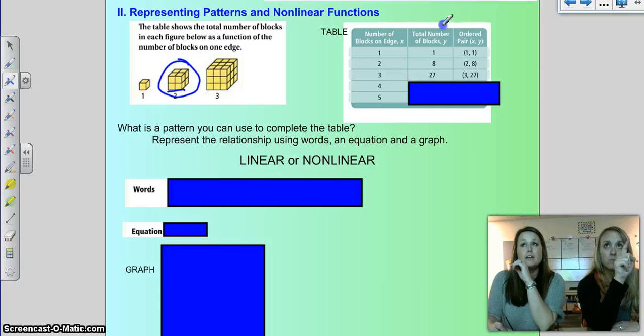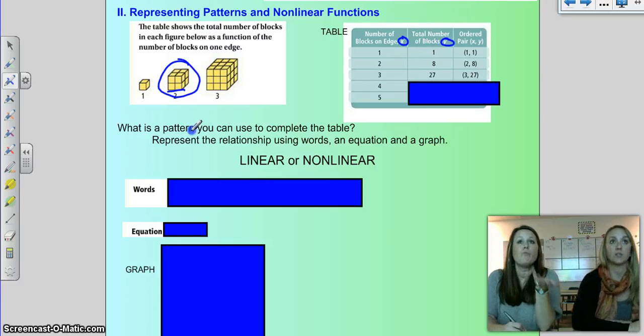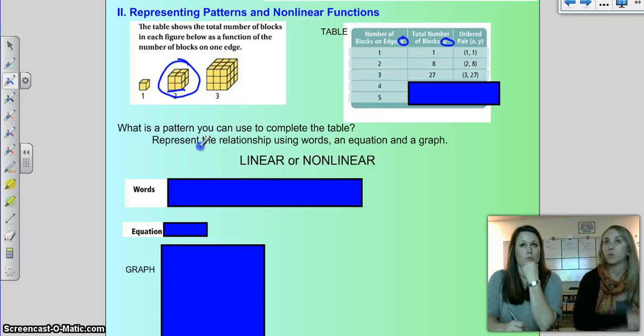And then they've made it into ordered pairs. Here's X and here's Y. Right. And if we were going to graph it, that's what we would put. Yep. So it says, what is the pattern you can use to complete the table? So what's happening from 1 to 1, that's kind of hard to tell. There's no pattern that we can tell there. Right. So the next 2 ordered pairs help us out.